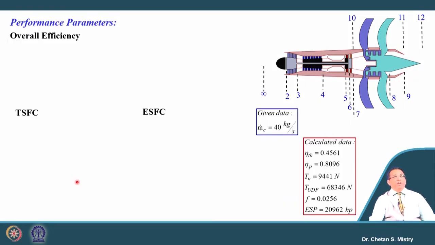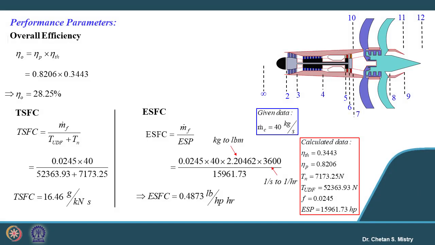Now, let us look at the overall efficiency. This overall efficiency is propulsive efficiency into thermal efficiency, and that is what we get. If you compare all the engines we have discussed up till now, this engine has higher overall efficiency, and that is the major attraction for use in future engines. Just try to realize these numbers.